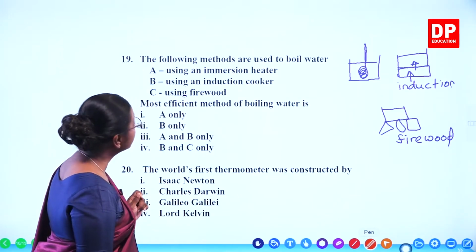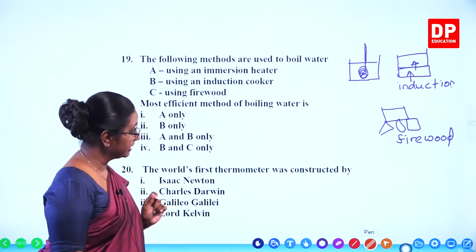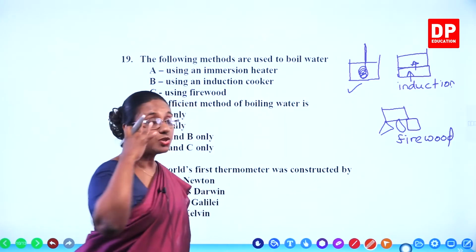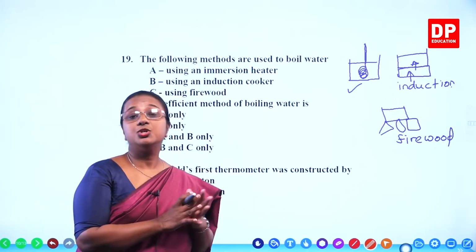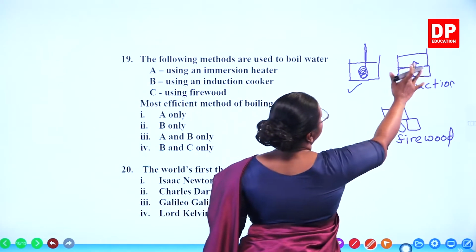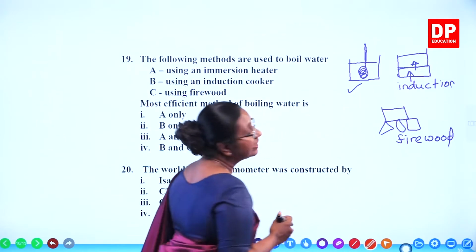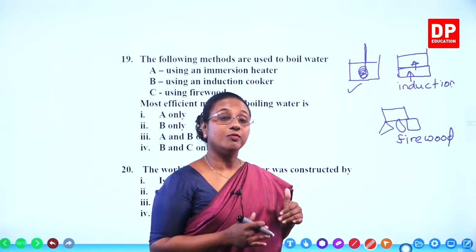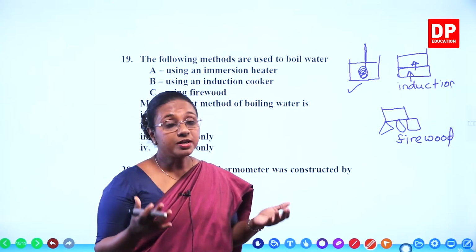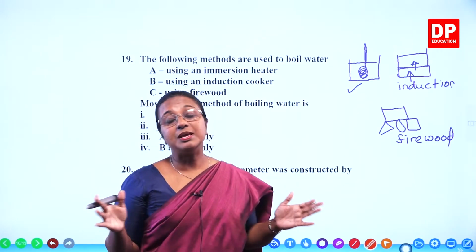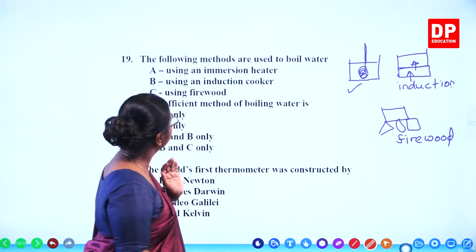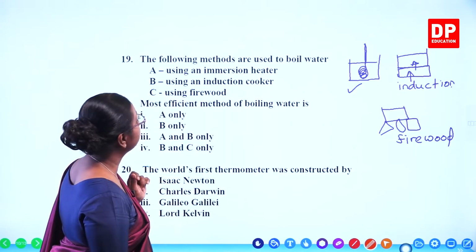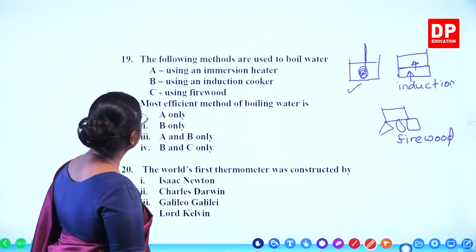The most efficient method of boiling water, what is that? That is going to be this method, the immersion heater, because all the heat will be given to water. Here also heat can be lost from the vessel, but here directly the heat is given to water. Once the water boils or becomes hot, thereafter there can be loss of heat to the environment. But the most suitable one is A. So here the most efficient method of boiling water is A only.